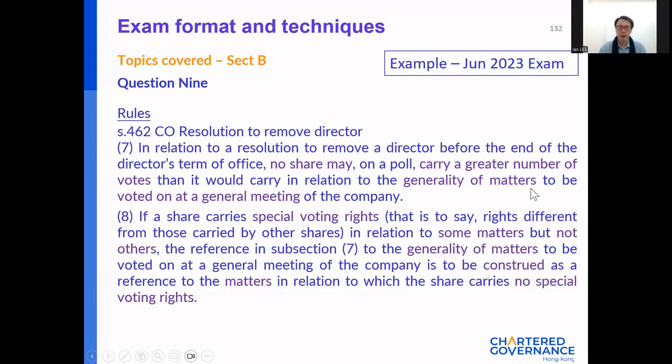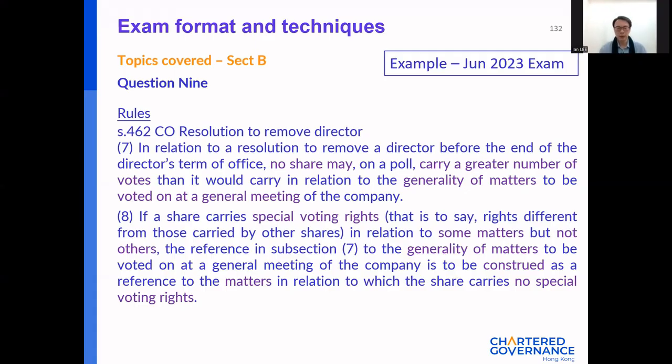Now it's talking about how many votes you can have per share. So under subsection 7, for a resolution to remove a director, no share may carry a greater number of votes than it would carry in relation to a generality of matters to be voted on at a general meeting. What it is saying is normally in a general meeting, if it is 1 vote per share, then when you're voting to decide to remove a director, no share can have more than 1 vote.